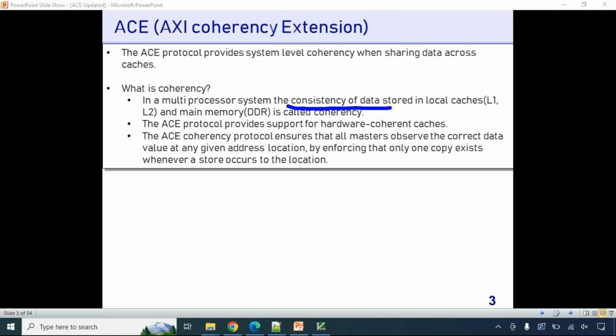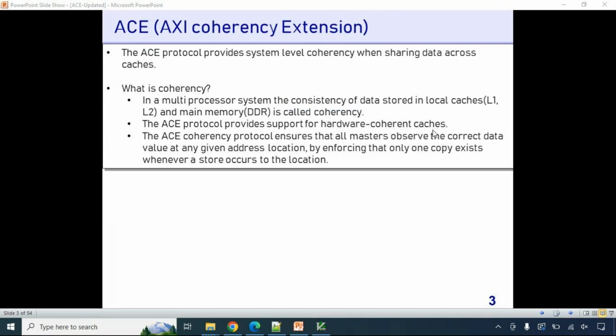Let's say we are talking about a specific location, 100. Let's assume I have a system with 3 processors, P1, P2, P3. If all 3 of them have the location 100 in their caches, they should see the same data for address 100 in all these caches. So basically, the consistency of data stored in local caches, L1 and L2, and the main memory.